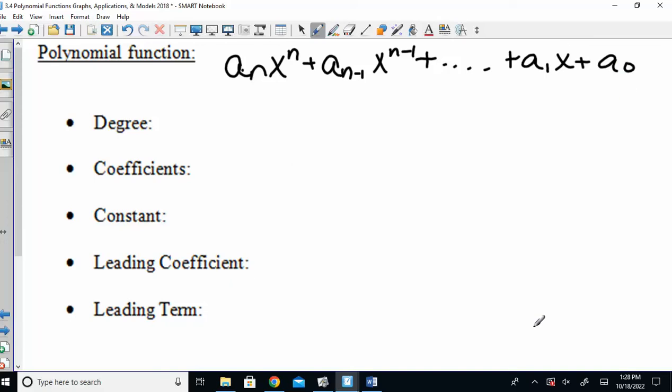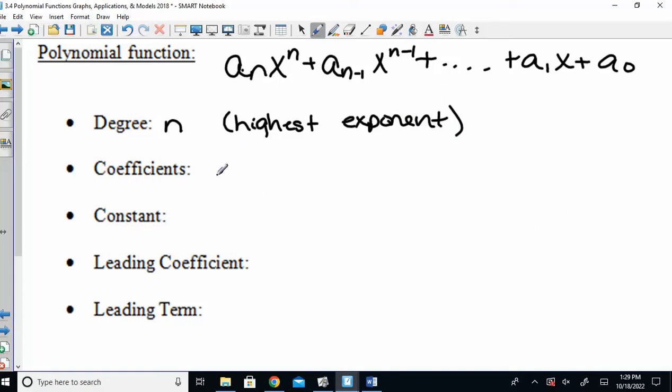When I look at that, what is the degree? In general, what is the degree of a polynomial? The highest exponent. So if it's written like this, it would be that n. It doesn't have to be the first one. So we should double check and find that highest power.